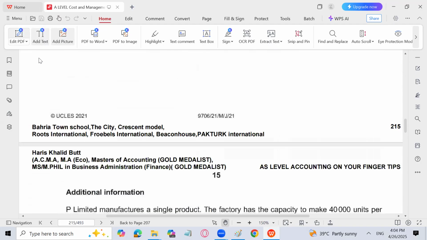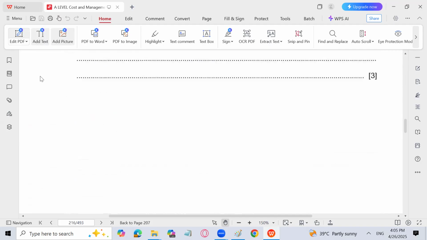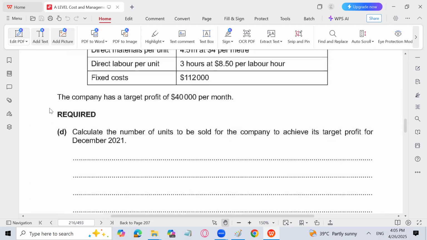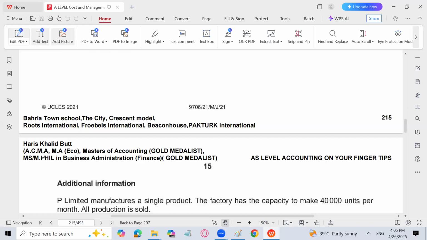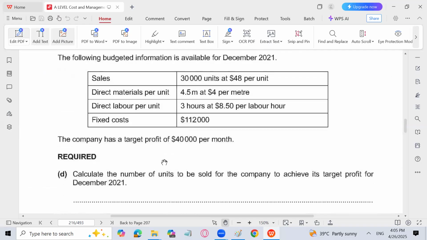So now you can do May, June 21. I want you to solve that question at home, but I am going to solve a little part for you. He's saying calculate the number of units to be sold for the company to achieve the target profit. Target profit is 40,000. So the formula for target profit units is fixed cost plus target profit divided by contribution per unit. Fixed cost is 112,000 plus target profit of 40,000, divided by contribution per unit.